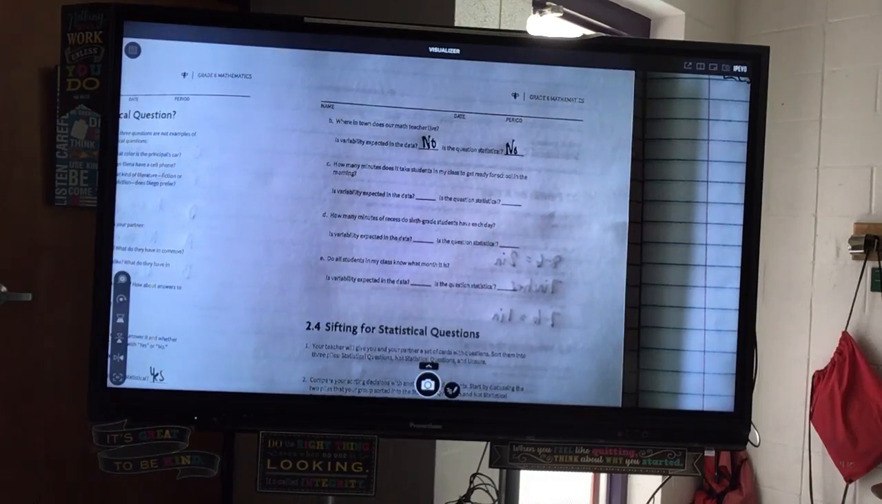All right, C, how many minutes does it take students in my class to get ready for school in the morning? So stand up if you thought that this would get a lot of variability.